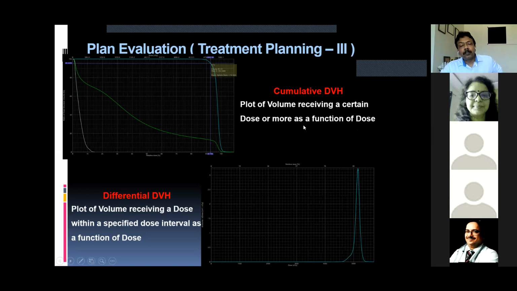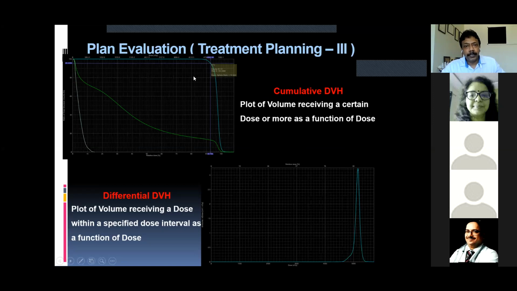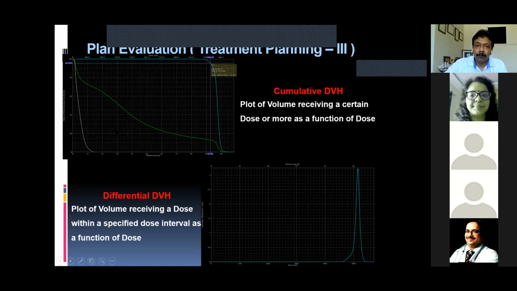Yes. The cumulative DVH is the plot of volume. On this axis we plot the volume, and on this axis we plot the dose. At any point, suppose this is the point, here it is 40%, and 40% volume receives this much amount of dose, that is 2100 centigray or more. This point means 40% volume received 21 gray or more dose of this particular organ. This is the cumulative dose.